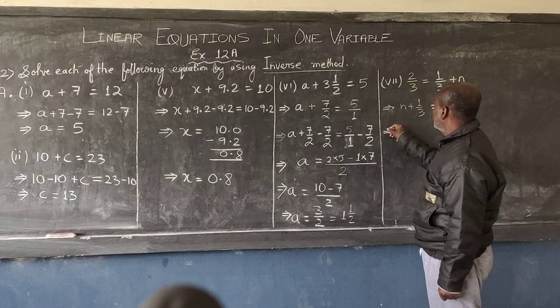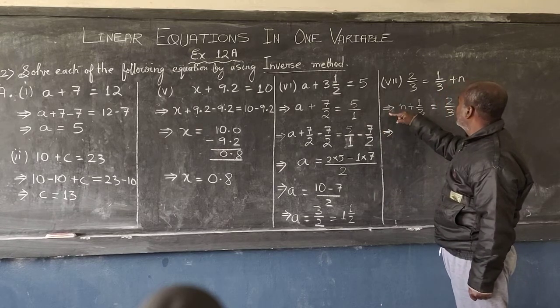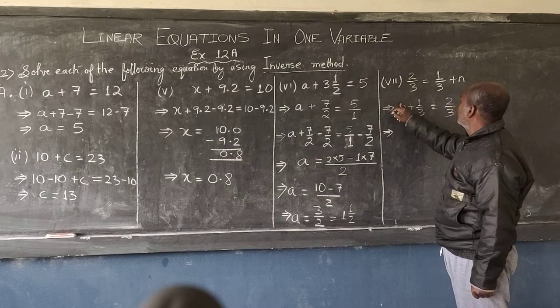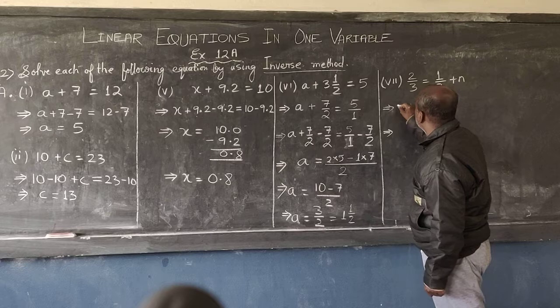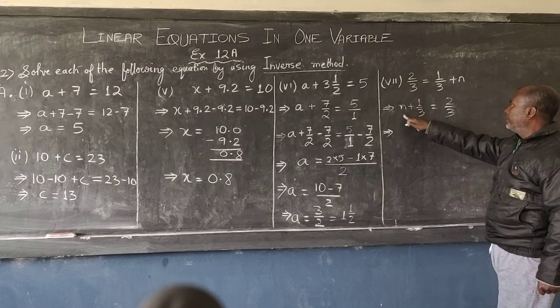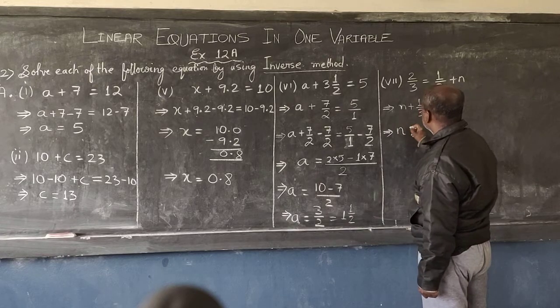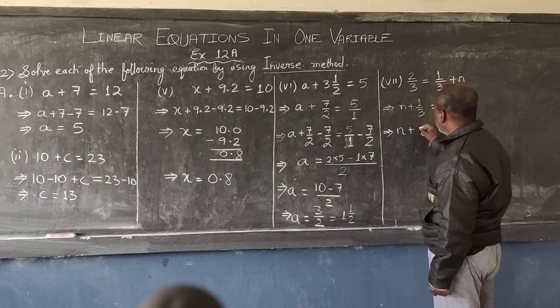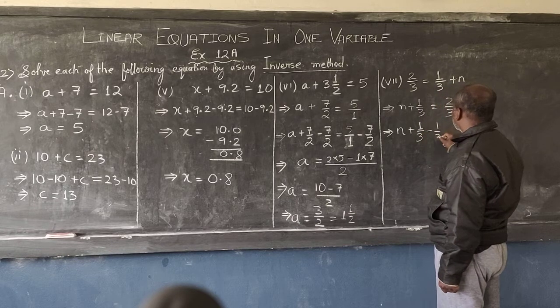Alright. So now it looks familiar to us. Here you have n plus 1 by 3. The variable is n. So from n we have to remove this plus 1 by 3. What do we do to remove plus 1 by 3? What is opposite of plus? Minus. So to remove plus 1 by 3 we give minus 1 by 3.